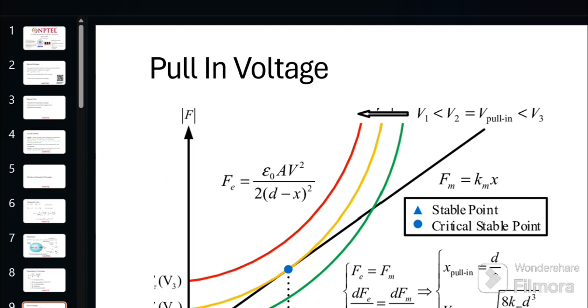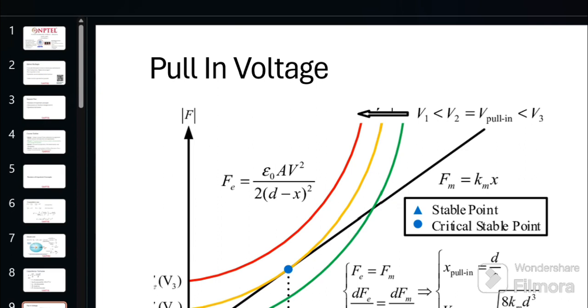So the pull-in voltage is the voltage below which the electrostatic attraction and the mechanical force act. So for the gap to be maintained between the capacitor plates, the voltage should always be higher than the pull-in voltage. That is something you need to keep in mind.